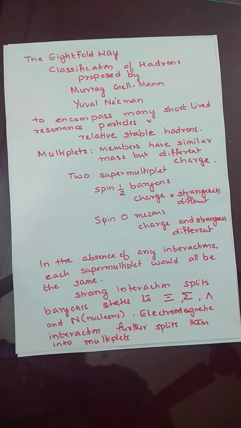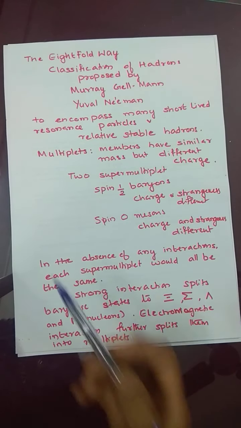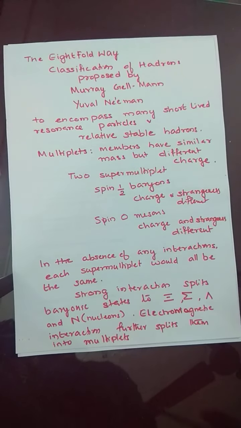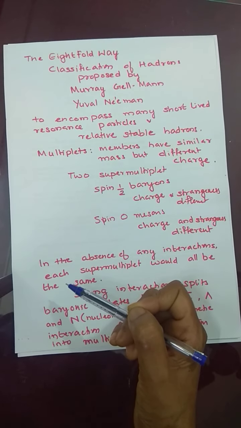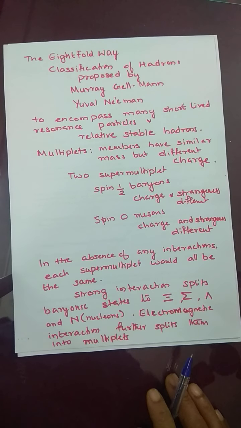The classification of hadrons was proposed by Murray Gell-Mann and Yuval Neeman. This was formulated to encompass many short-lived resonance particles and also the relatively stable hadrons. It is called the eightfold way.